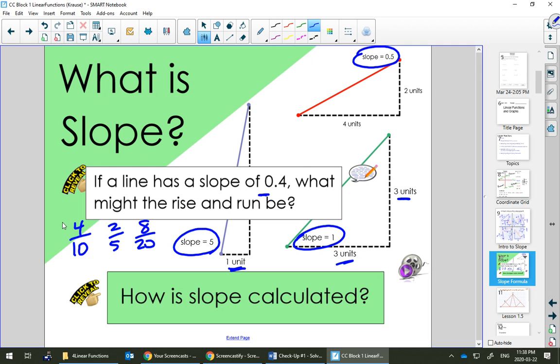Now, it's also important for you to know that slope doesn't have any units. So when I go 3 units divided by 3 units, that could be 3 meters over 3 meters or 3 kilometers over 3 kilometers, the units cancel out. And so I'm left with just 1. So the steepness of a line, the slope, has no units.